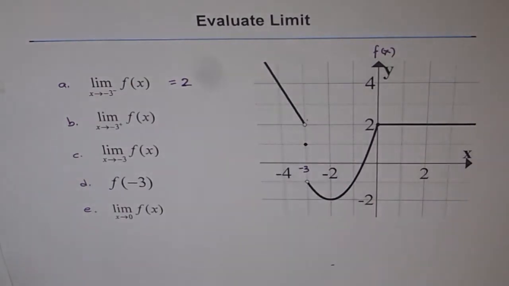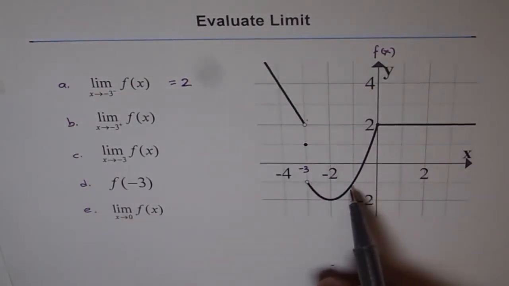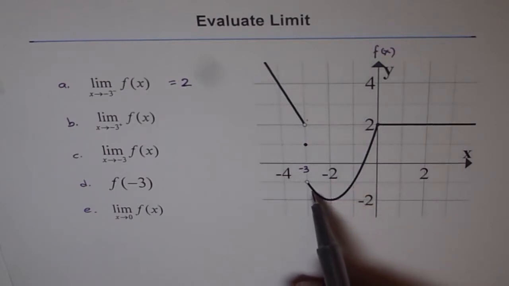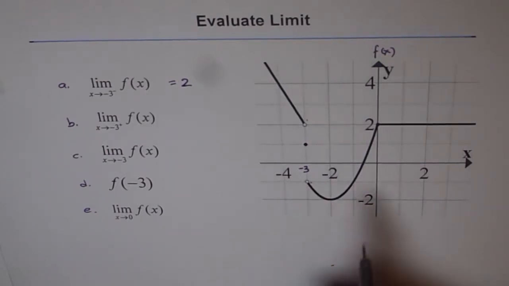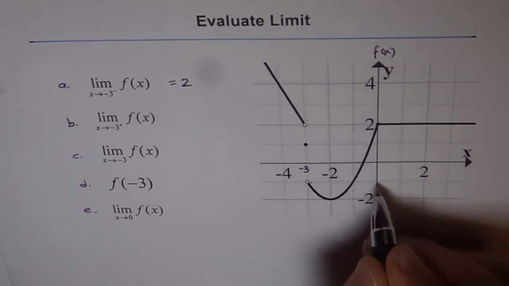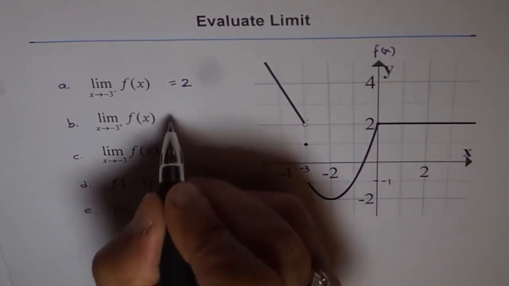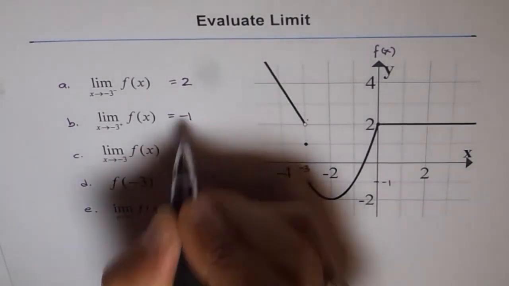Now how about approaching -3 from plus side? As you approach -3 from the plus side, you're on this graph, you move like this, and you're approaching this value, which is -1. So the answer here is -1.